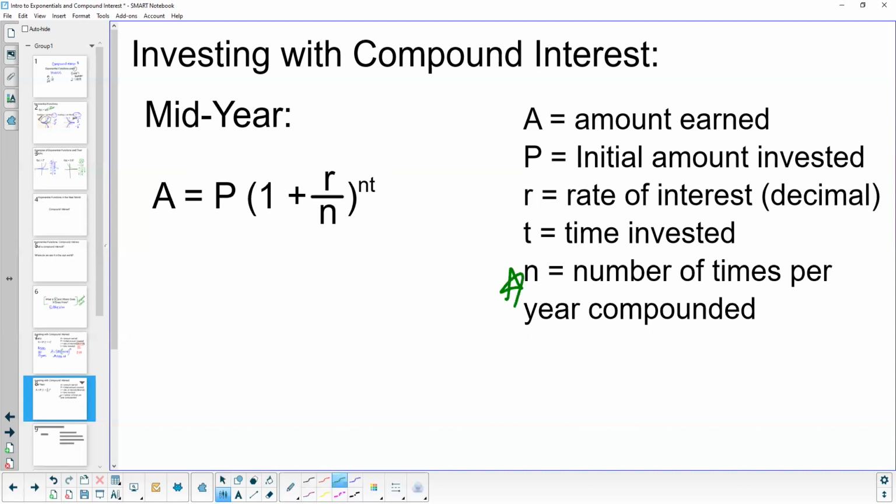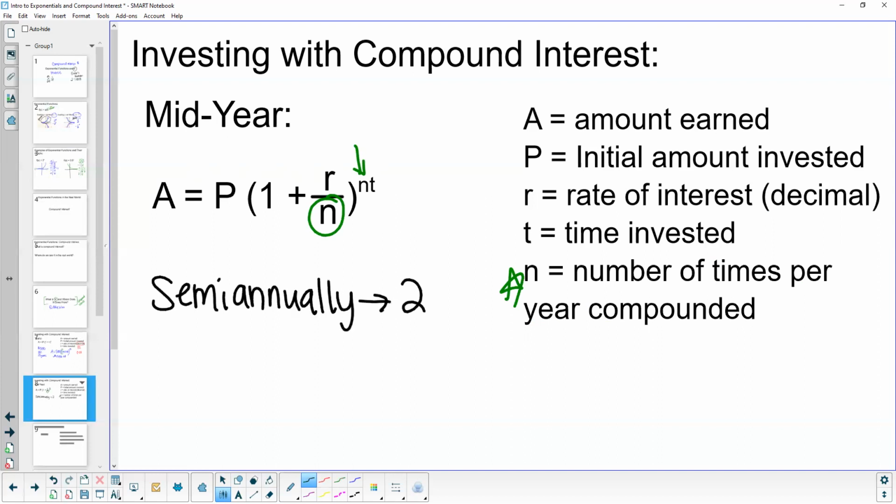Everything else is consistent there. So you can see that we end up dividing that rate by the number of times per year, and we end up putting that in there. Now, there are some common ones that you'll end up seeing. When you see semi-annually, that means you are doing it twice a year. If you see quarterly, we are doing it 4 times a year.